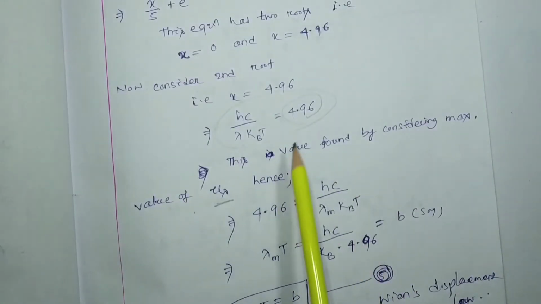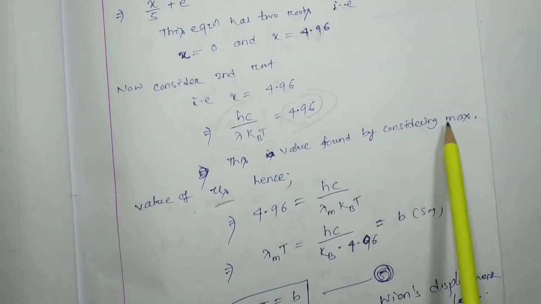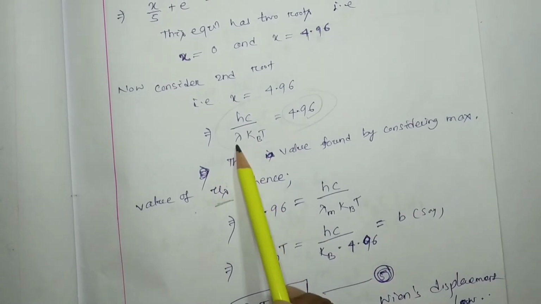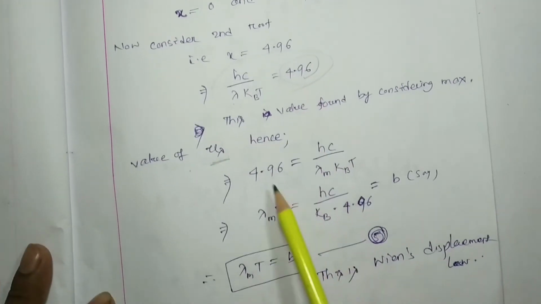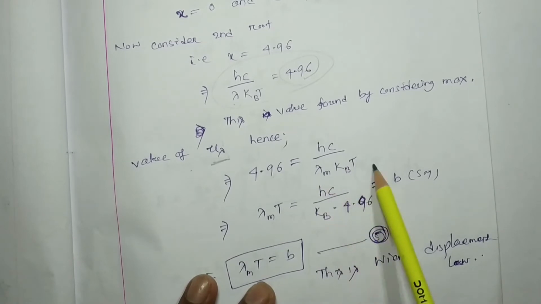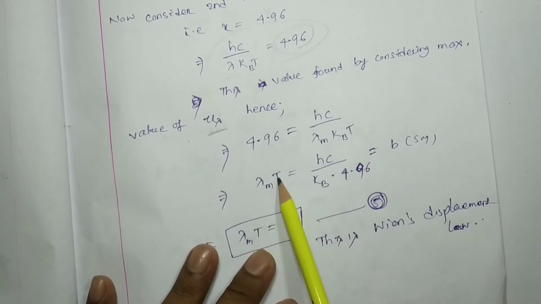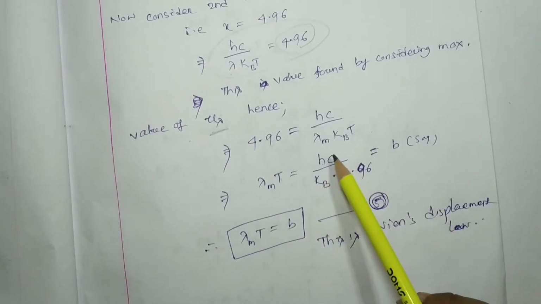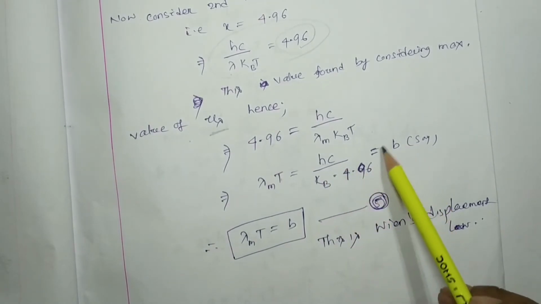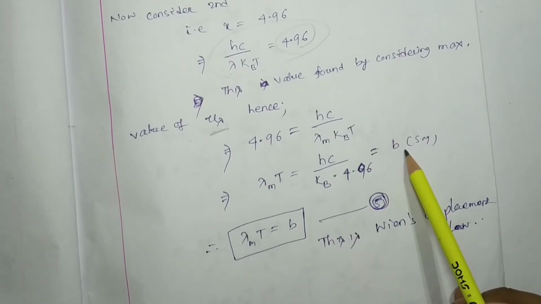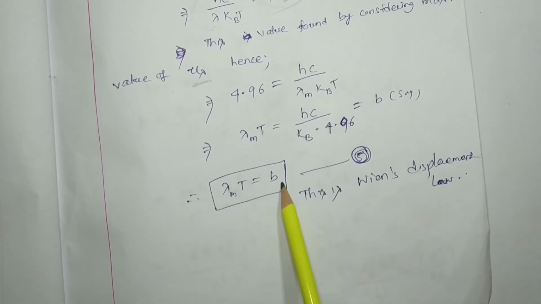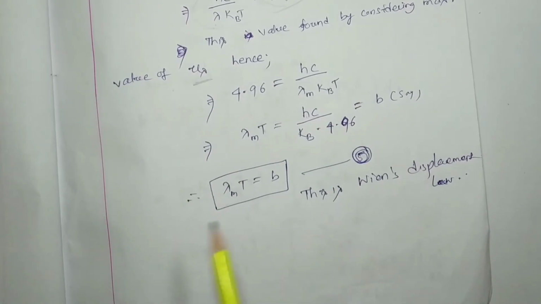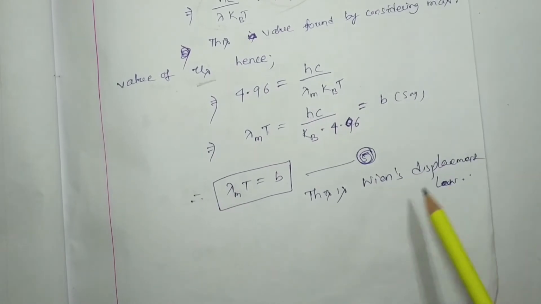So here, as we considered the maximum u lambda, the corresponding lambda will be written as lambda m, right? So this 4.96 will be written as hc by lambda m kBT. So lambda m T equal to hc by kB into 4.96. So h, c constant, kB constant, this is also constant, let this constant be another constant b. So lambda m T equal to b is the form of Wien's displacement law. So hence in this way we have derived Wien's displacement law from Planck's law.